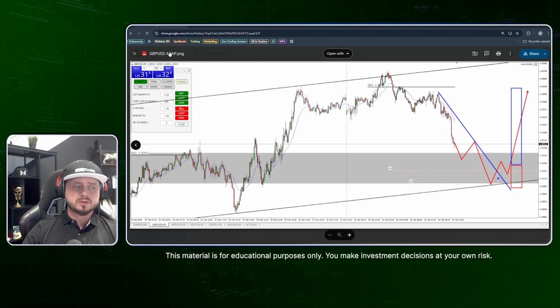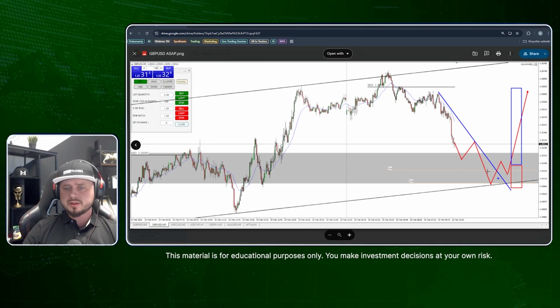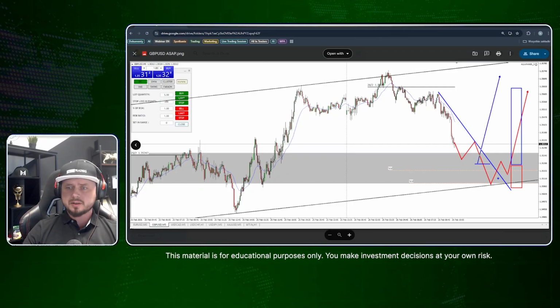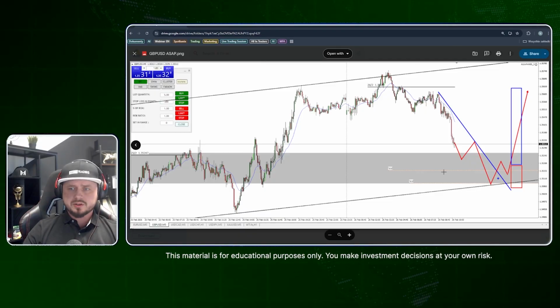So the first plan was on GBP USD. Guys, we were trying to get to the volume level and then look for some buy opportunity, but unfortunately price reversed right here and went up. So basically the price went up before we reached the area.